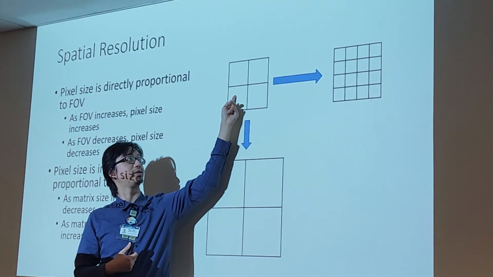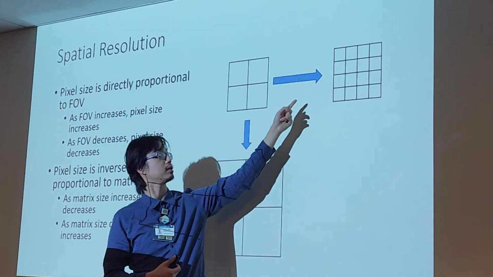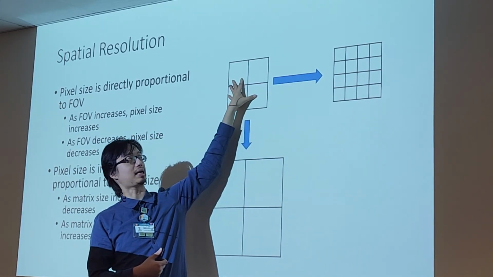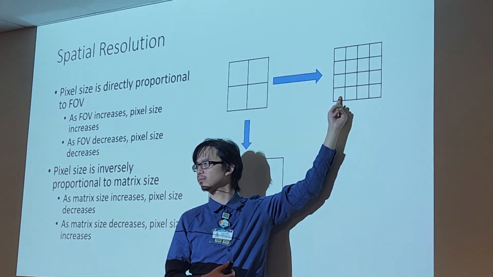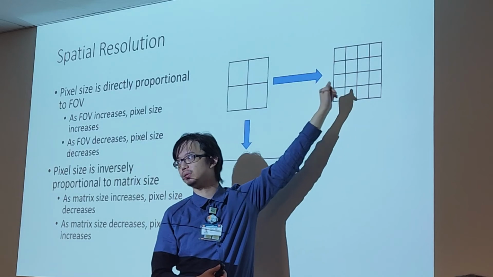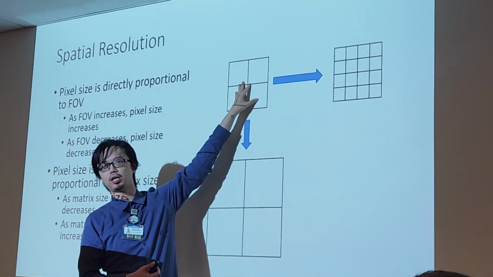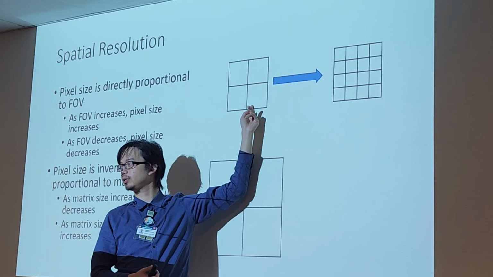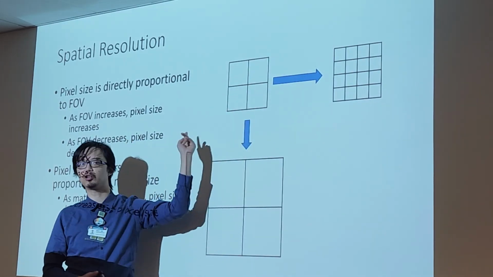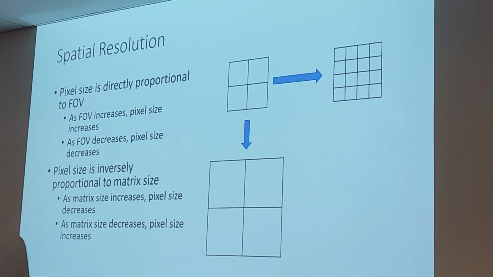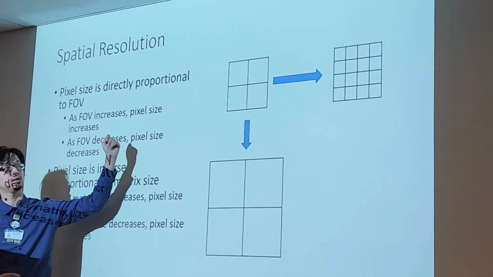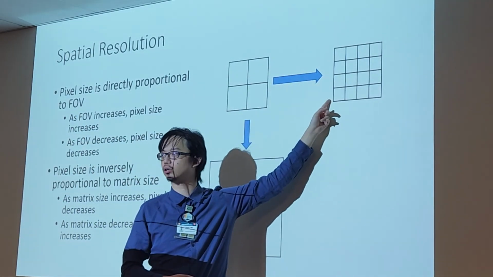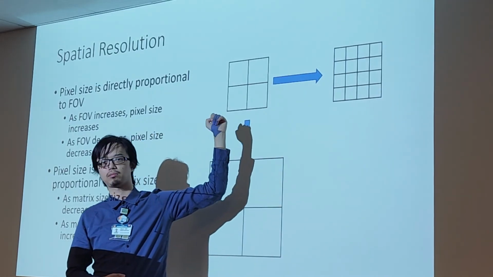Matrix size: if you go from this to this, from 2 rows, 2 columns, keeping the size the same, to now 4 rows, 4 columns, my pixel size gets smaller. If I go backwards, 4 rows, 4 columns, take away some, end up with 2 rows, 2 columns, my pixel size got bigger. So that's how field of view and matrix size affect pixel size. Does that make sense? Field of view is directly proportional to pixel size. Matrix is inversely proportional to pixel size.